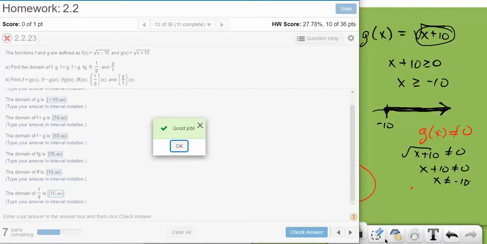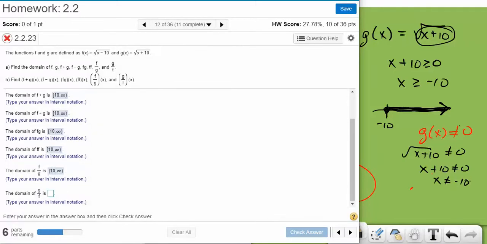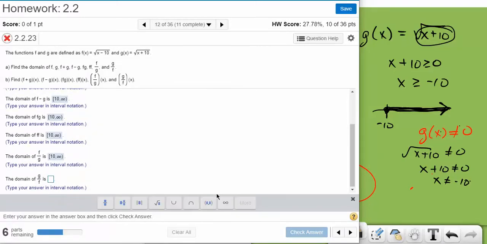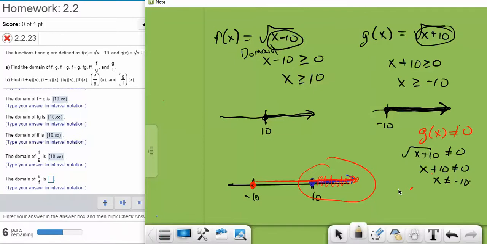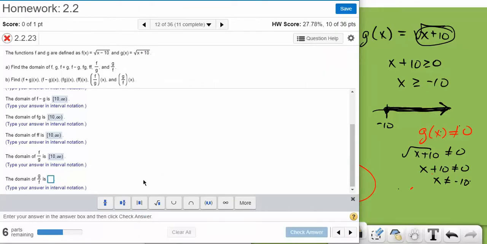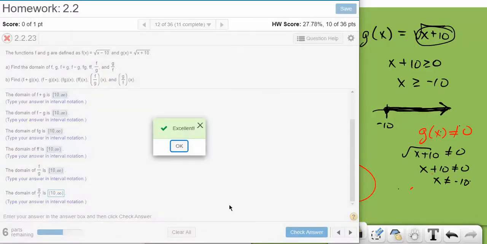Okay, and then the next one, f is on the bottom. So when's this one equal to 0? So that's when x is positive 10. So we have to throw out the endpoint. So now our domain's going to be the same, but with a parenthesis. 10 is not included. So 10 to infinity. All right.